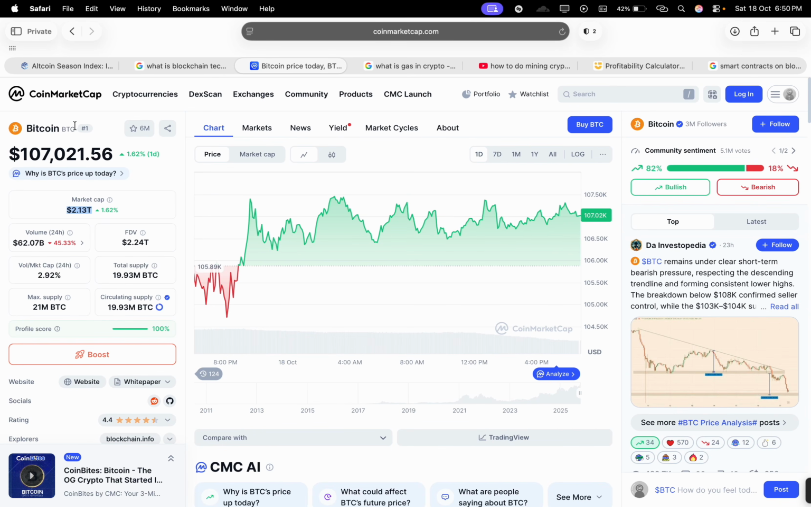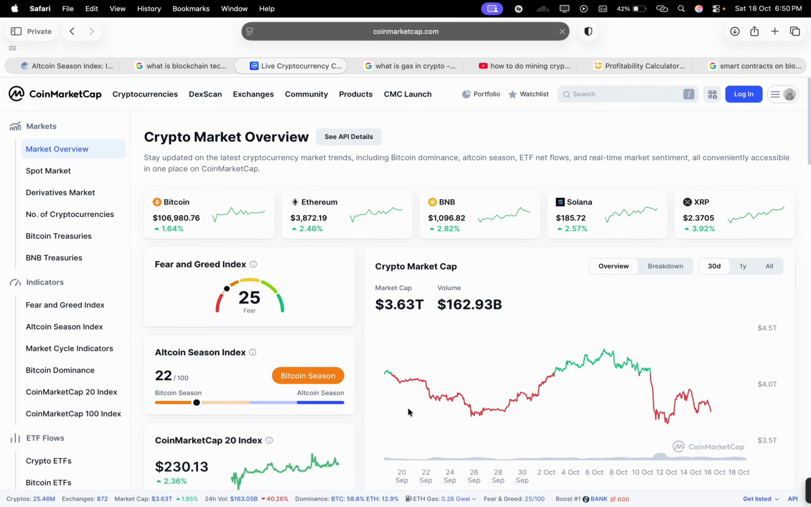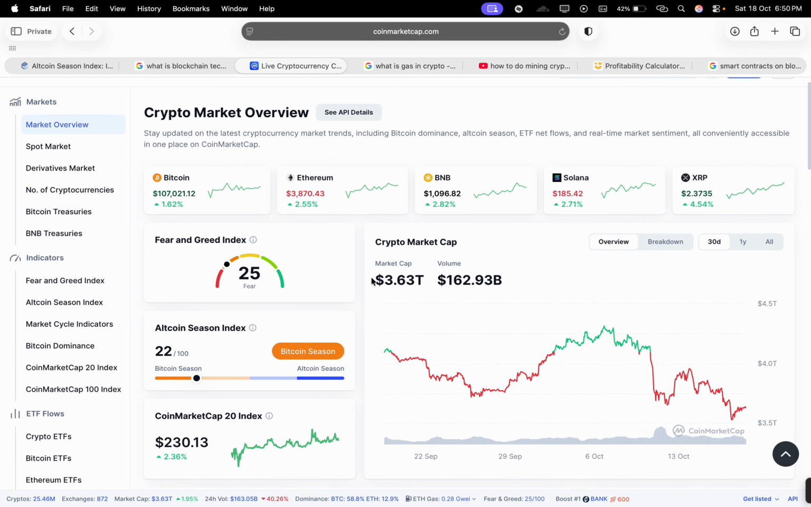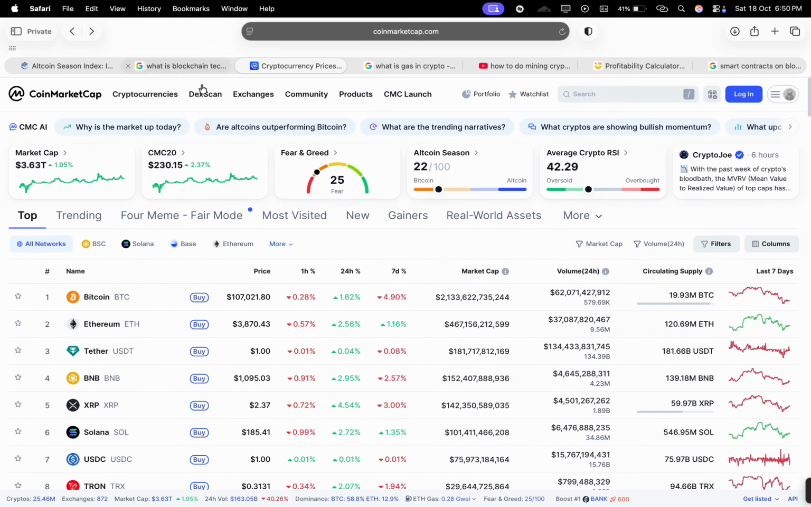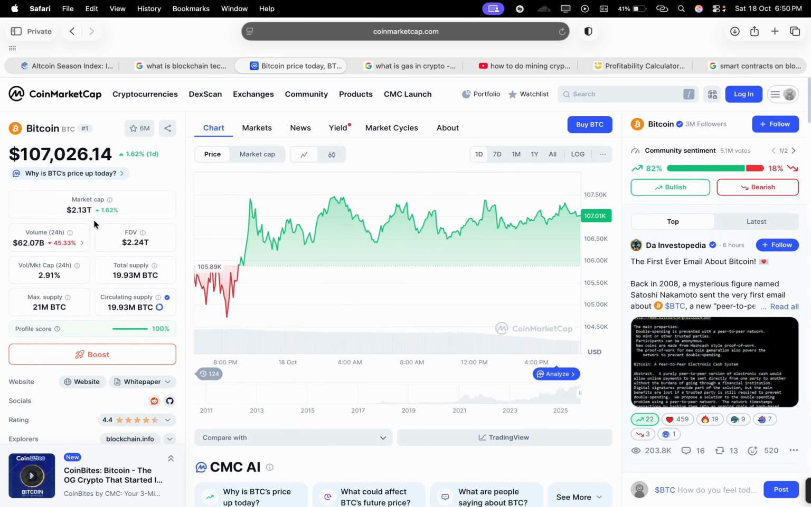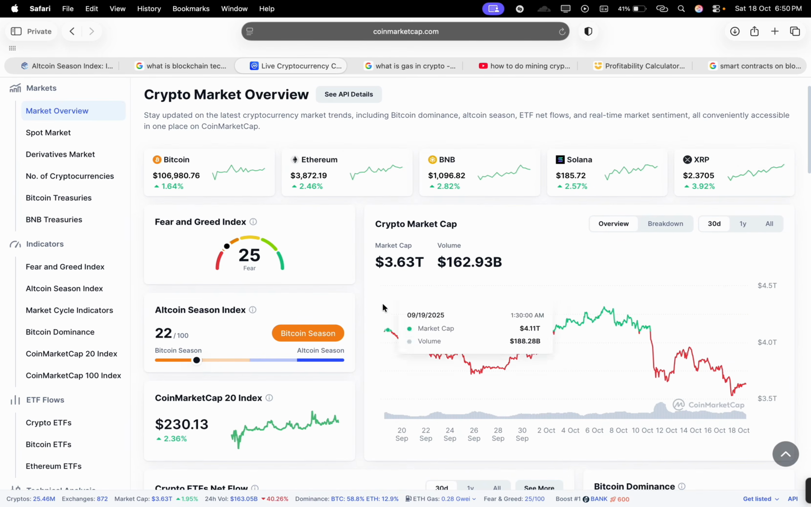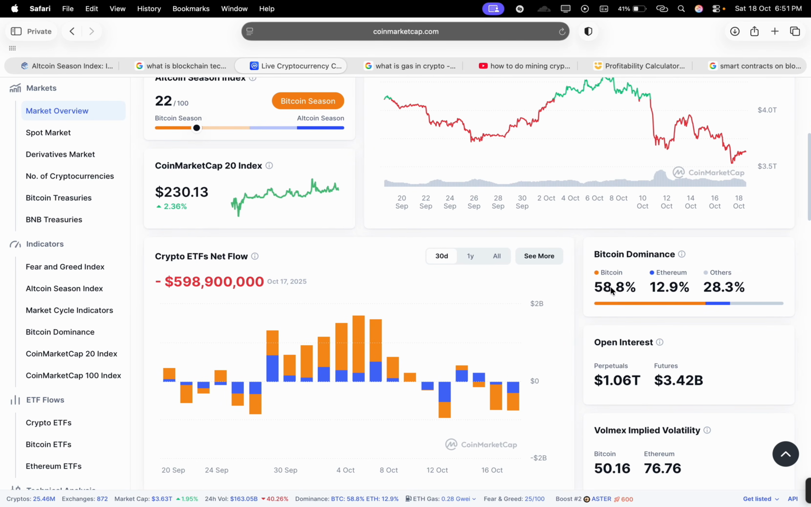If you want to see the complete worth of the crypto market, you can go to here, and this is the complete worth by today, that is 3.63 trillion, what cryptocurrency is. And most of the market cap is because of Bitcoin. You can say it is very high, 2.13 trillion. If I show you how much Bitcoin is worth in the market, see, 58% is the Bitcoin dominance in the market, then 12% is Ethereum dominance, and 28% other cryptocurrencies like altcoins.